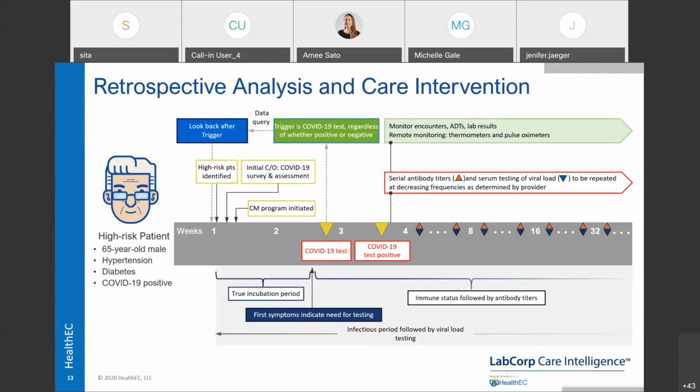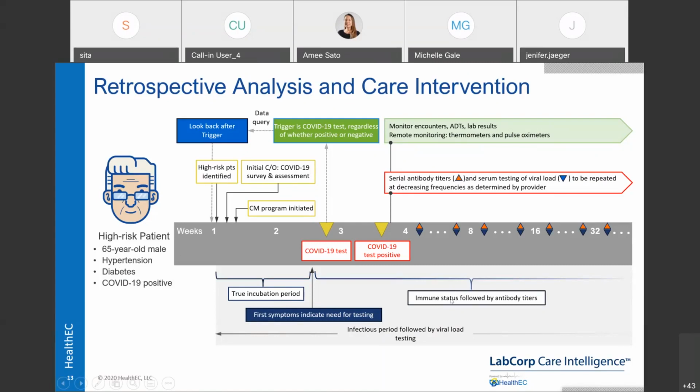And so that brings us to this last slide. It is the integration of all of the data sources that we have and starts with a high risk patient here, our gentleman. 65, hypertension, diabetes, and he's been identified in this top left yellow box as a high-risk patient. He has had his care manager reach out to him, provide the survey and assessment, identify what his needs may be, what his signs and symptoms are, and has initiated this care management program.